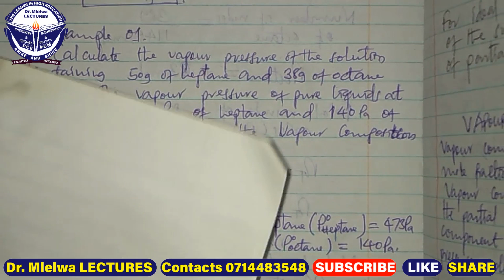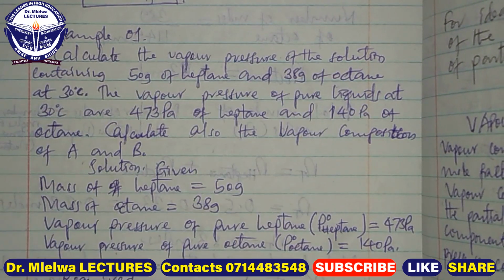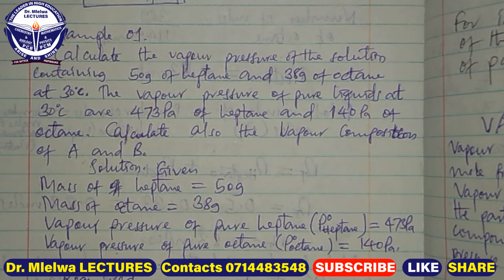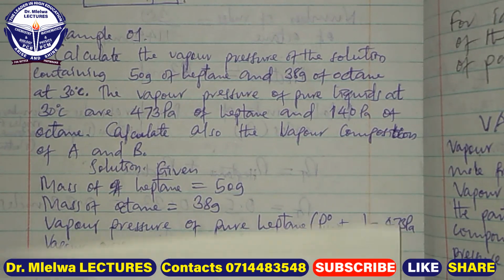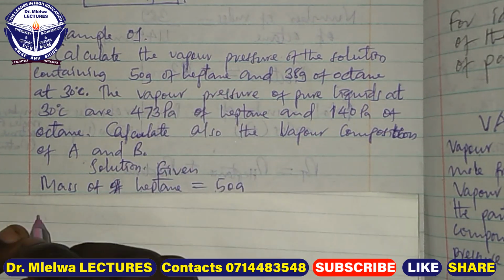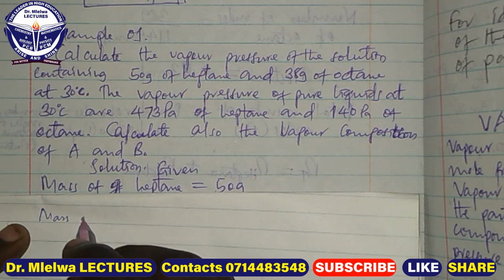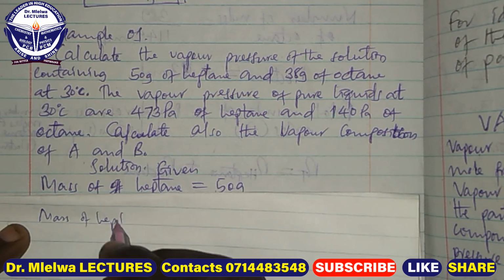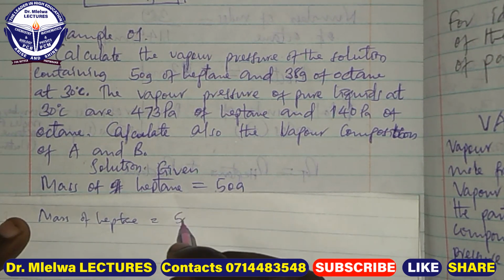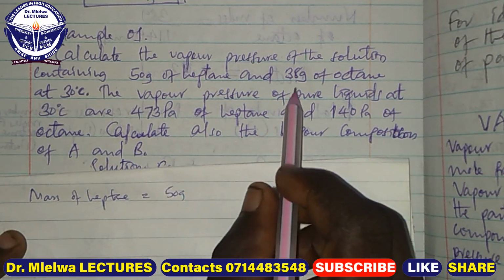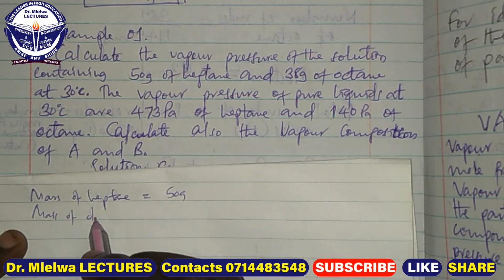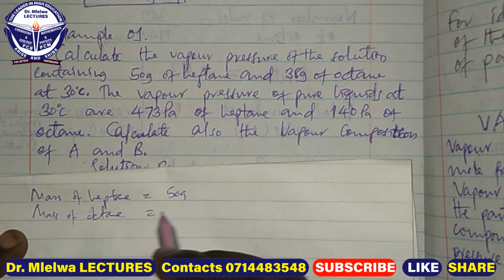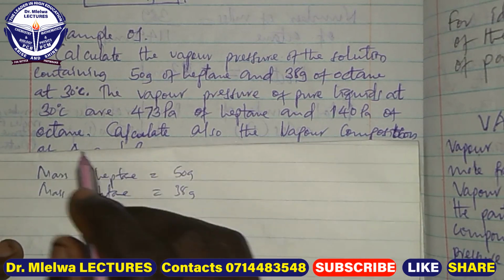Now let's move to a few calculated examples regarding Raoult's law, and let's see how the questions can be solved. For our first question, it says calculate the vapor pressure of a solution containing, data given, mass of heptane, which is given as 50 grams, and 38 grams of octane. So mass of octane will be equal to 38 grams.